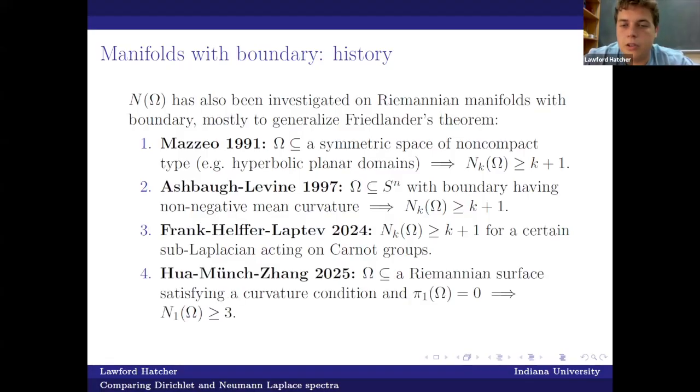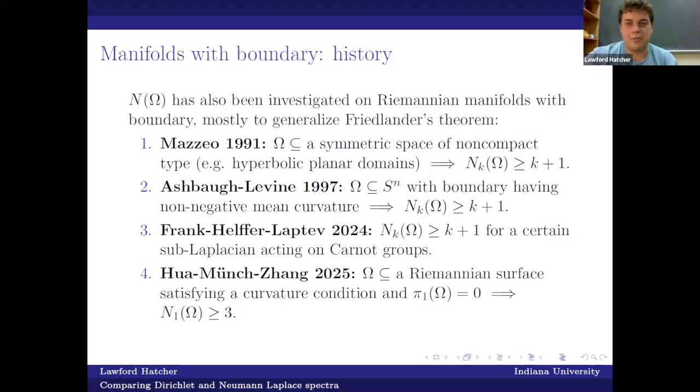Okay, and then finally, a generalization of Rohleder's theorem. So remember I said on my last history slide that what Rohleder showed, earlier this year or 2 years ago, depending on if you want to go by the preprint or the publication, is that for simply connected domains, N_K of omega is at least K plus 2 in 2 dimensions. And so what Hua, Munk, and Zhang showed this year is that if you have a subdomain of a Riemannian surface that is simply connected and such that the Riemannian surface satisfies a certain technical curvature condition, which roughly speaking, you should think about as just being like a kind of negative curvature condition, then N1 of omega is at least 3. So those are the results I wanted to go through.